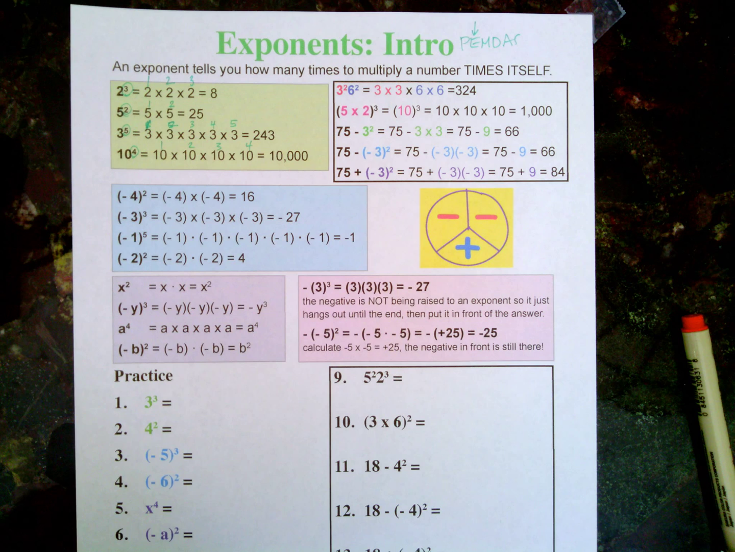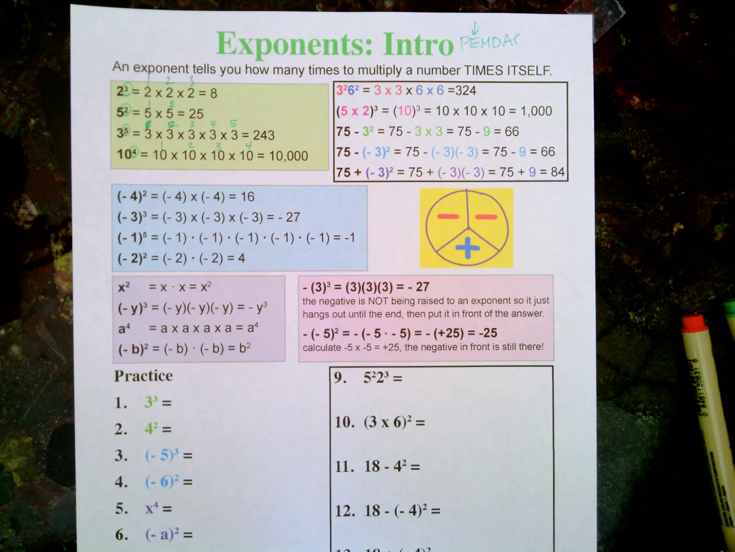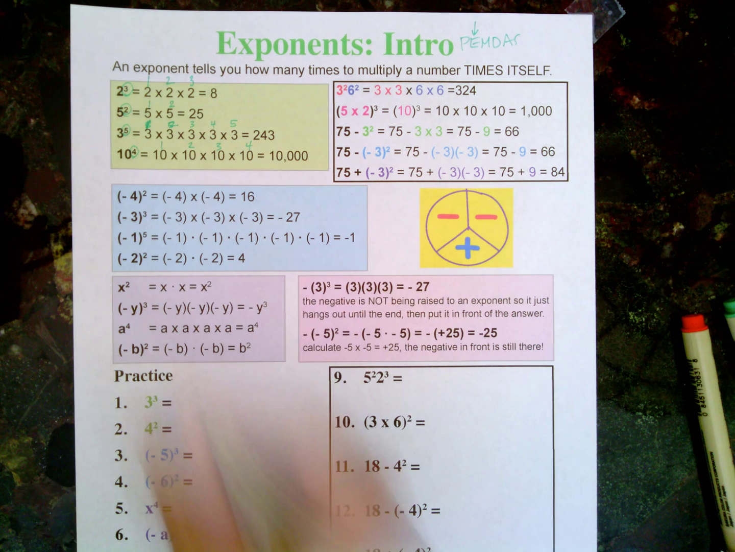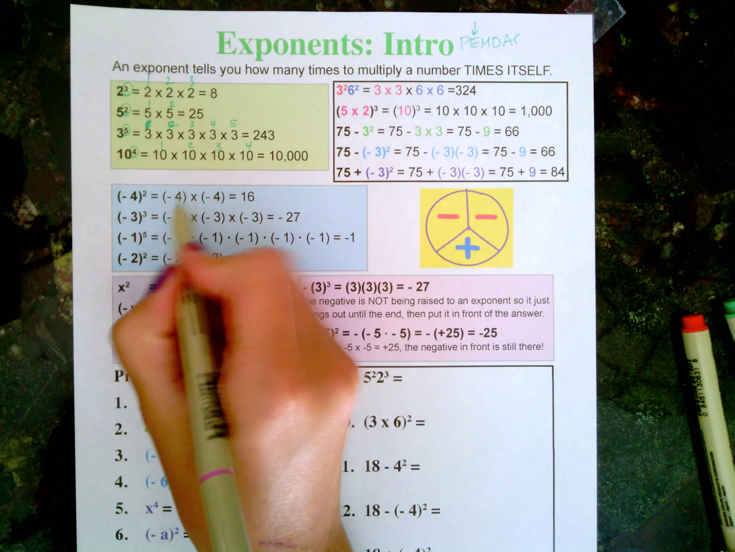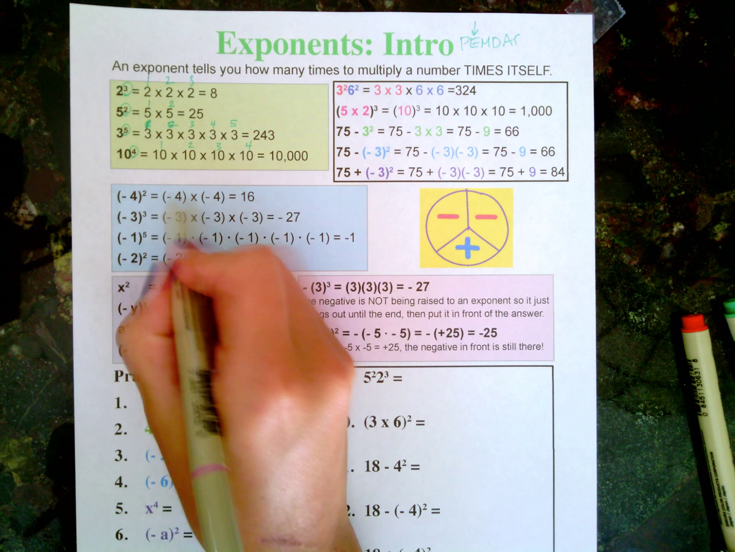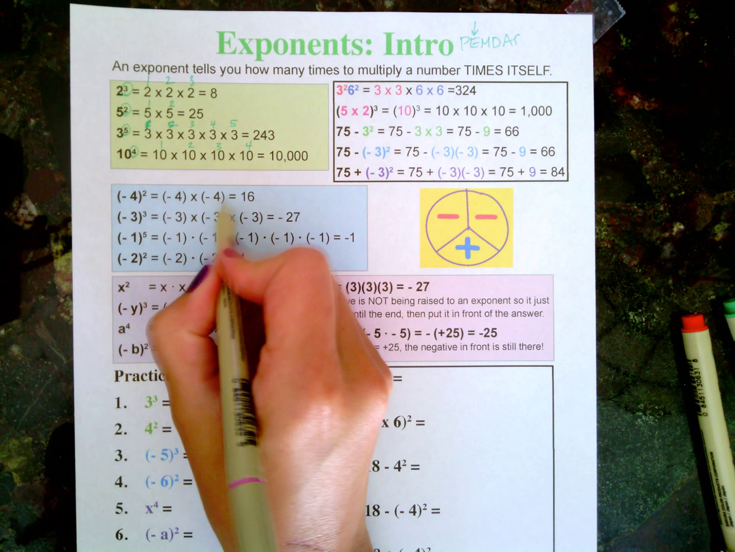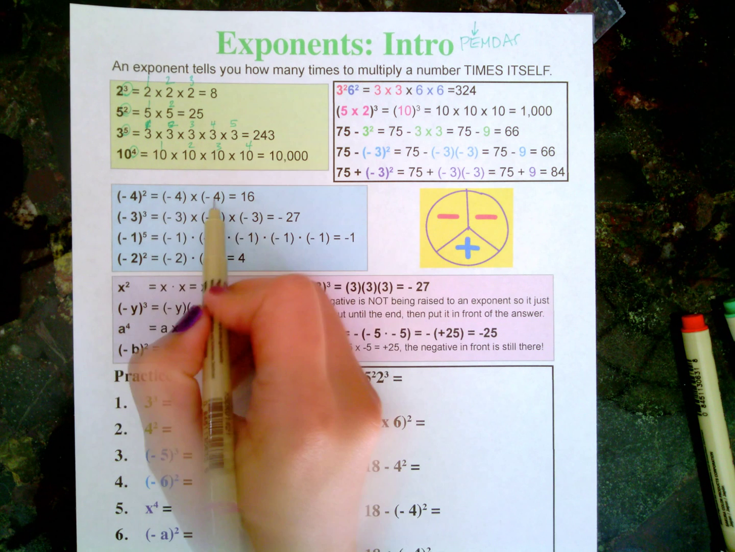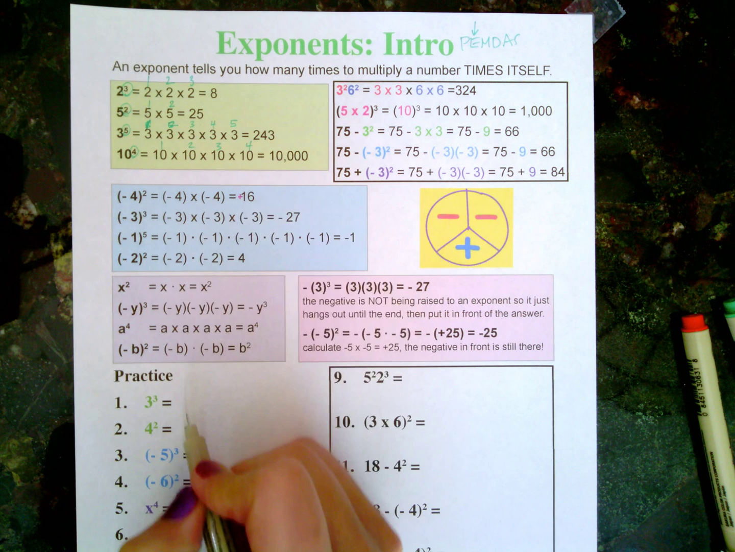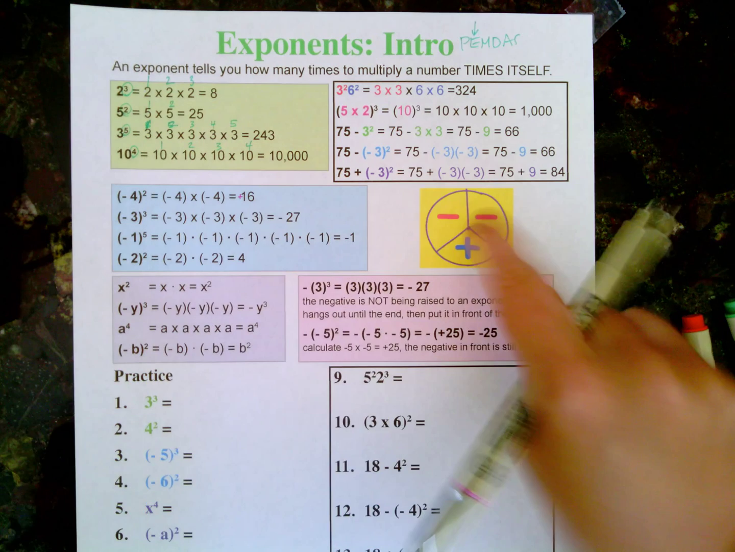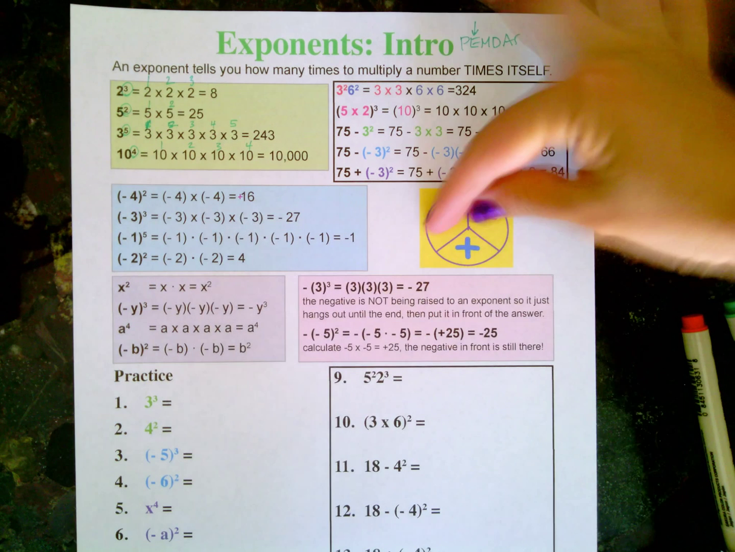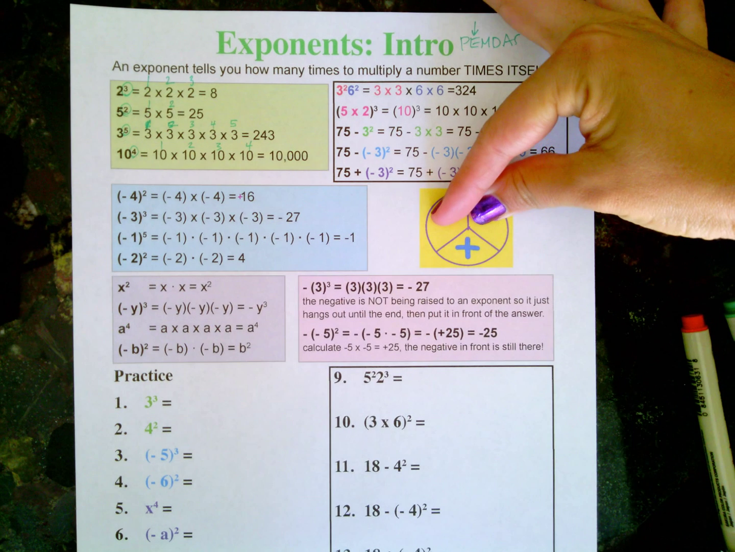Okay, let's look at some negatives raised to powers or exponents. If we have -4 squared, that means we put parentheses around the -4 and multiply it times itself. -4 times -4 is positive 16. Negative times a negative, if we review this, cover these two, that leaves us with a positive answer.